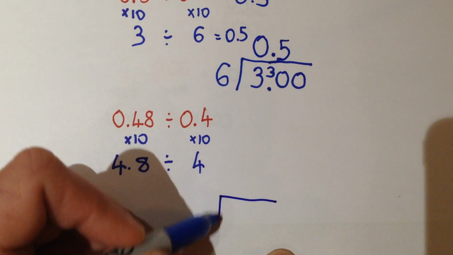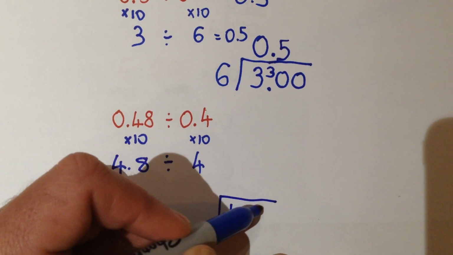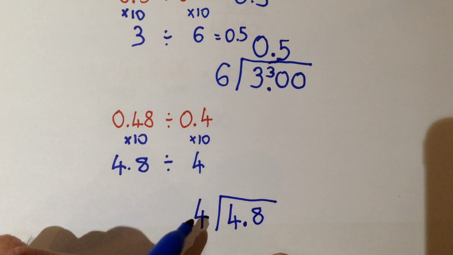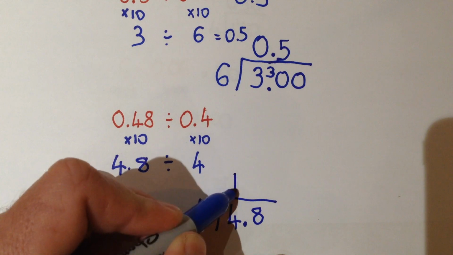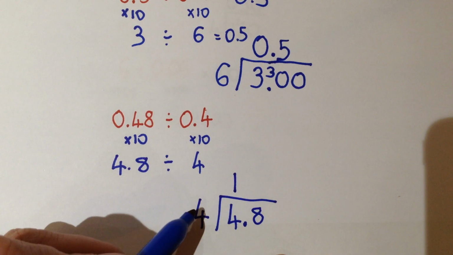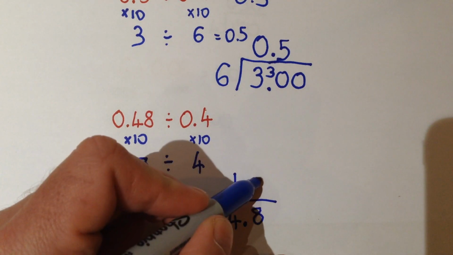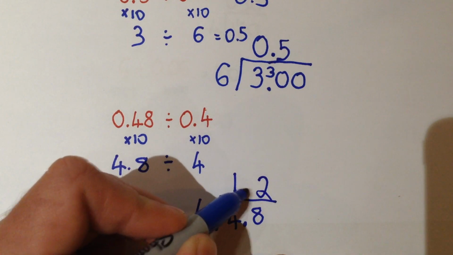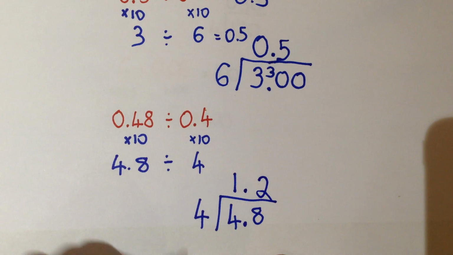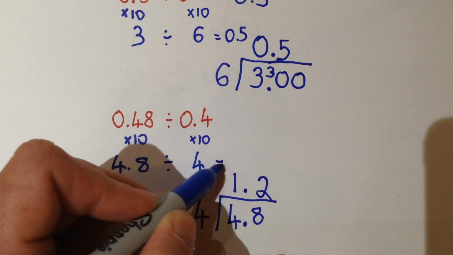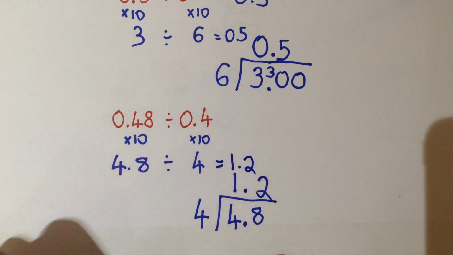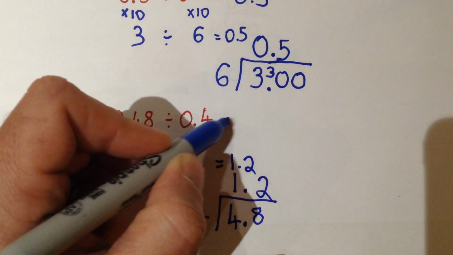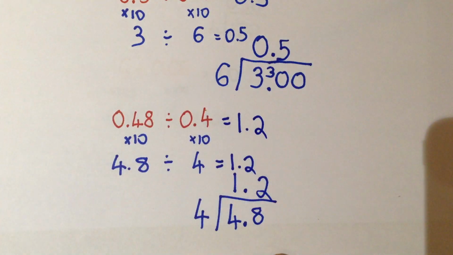Again, using the bus shelter method, 4.8 divided by 4. 4's into 4 goes once, no remainder. 4's into 8 goes 2 times, no remainder. The only thing we're missing is a little decimal point. So 4.8 divided by 4 is 1.2. Because we've done the same to both numbers, the answer to this is also 1.2.